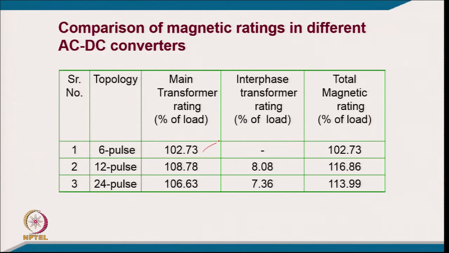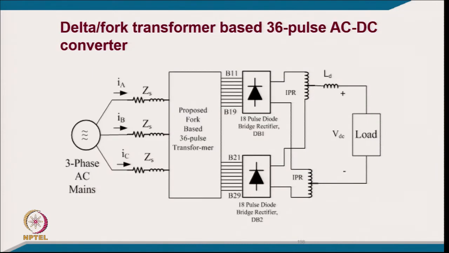Certainly the rating will be more than 100% here. Why will it be more than 100%? Because you are not feeding sinusoidal current in either the primary or the secondary. So, that causes a little increase in your transformer rating even for 6 pulse, where you have only an isolation transformer. But for 12 pulse you require an interphase transformer also, as well as for 24, and your rating is typically as shown for 12 pulse and 24 pulse, the magnetic rating of this transformer along with the interphase transformer rating, as a percentage of the load rating.